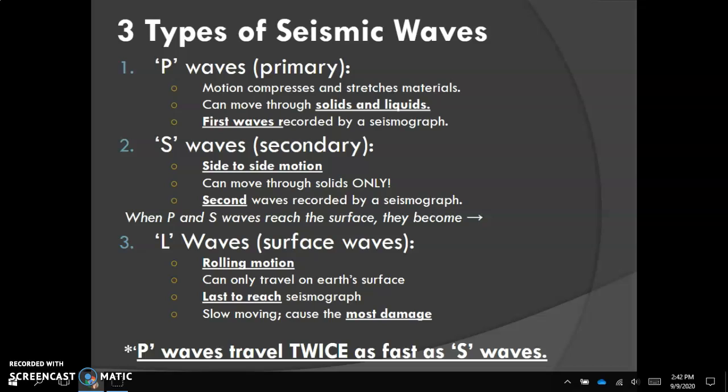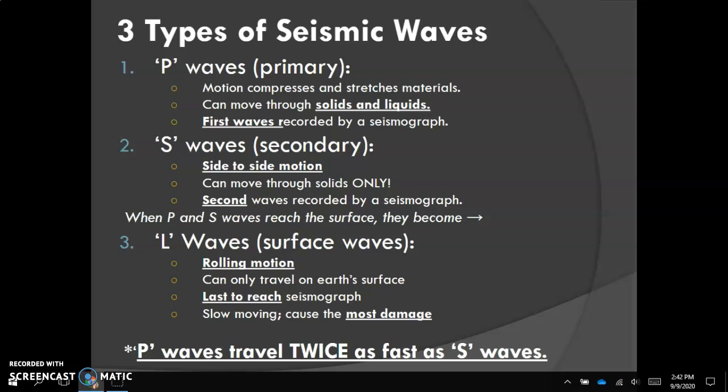So I told you there were S waves, which are the secondary waves. Again, they can only move through solids, so they don't pass through liquids. So when they measure these waves in the Earth, they find that these S waves are deflected around the outer core because they can't pass through them. And if the S waves can't pass through the outer core, that means that the outer core is liquid because S waves can't pass through liquid. Okay, so that's how we know the outer core is liquid.